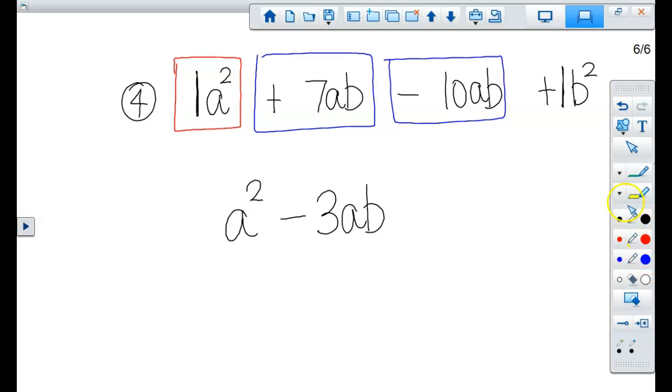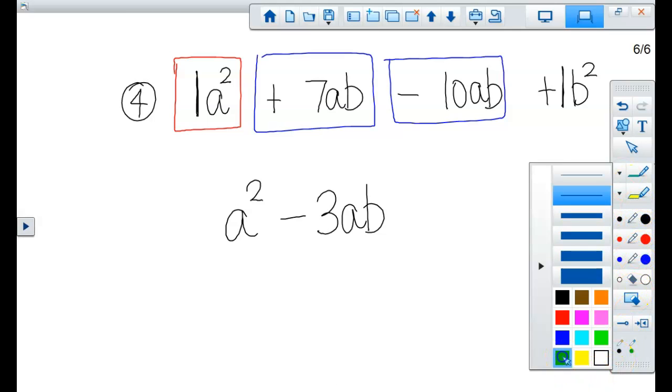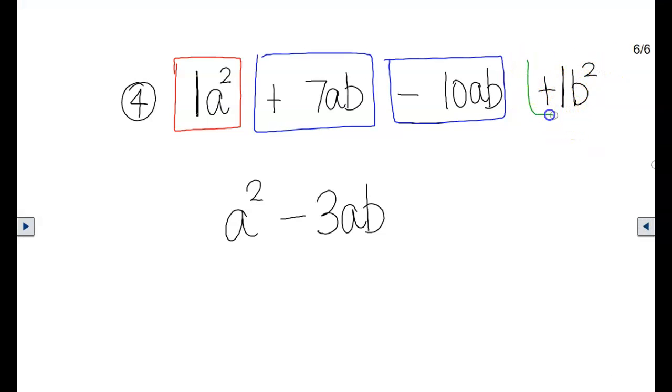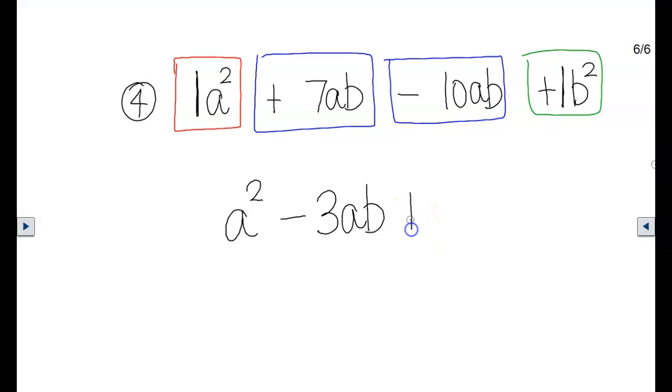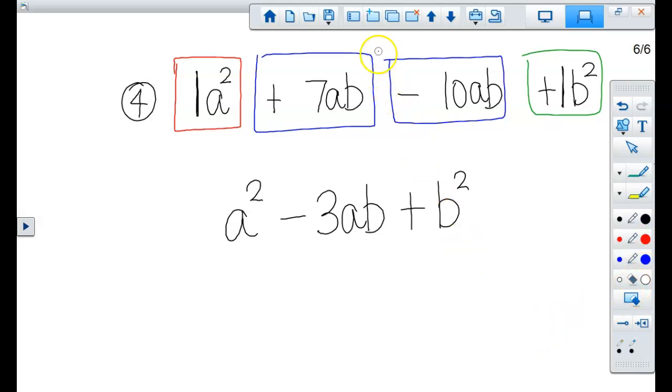Now time to finish this off. Our last term up here is plus 1b to the second. You will notice that he has a last name of b to the second. Nobody else has that. So we're not combining him with anything. We'll just bring him down and put him in our answer. So a to the second minus 3ab plus b squared would be our final answer on that problem.